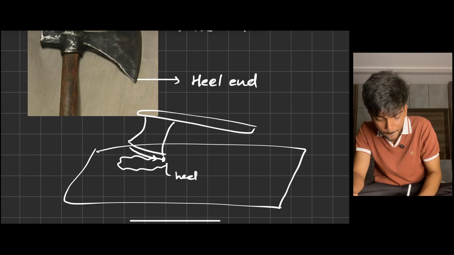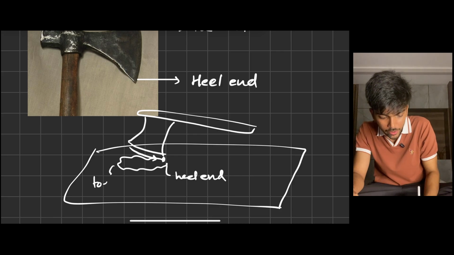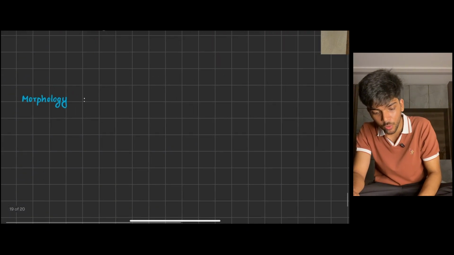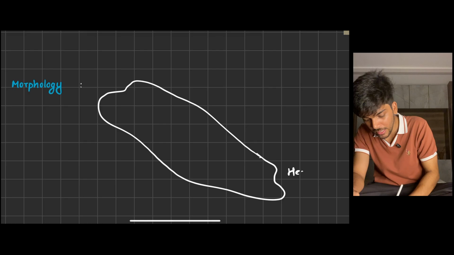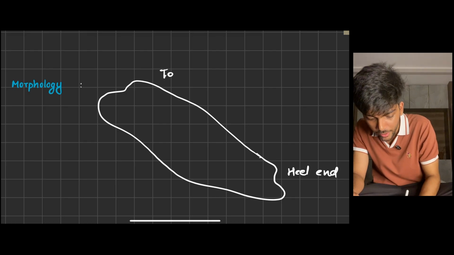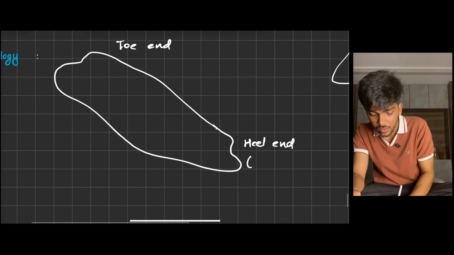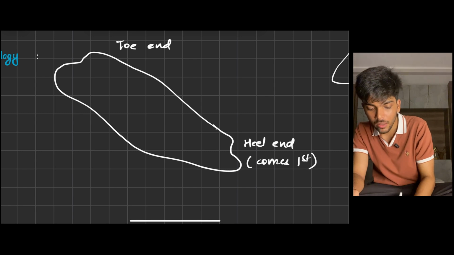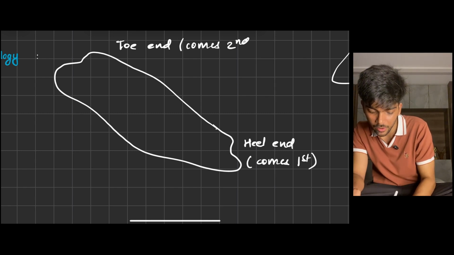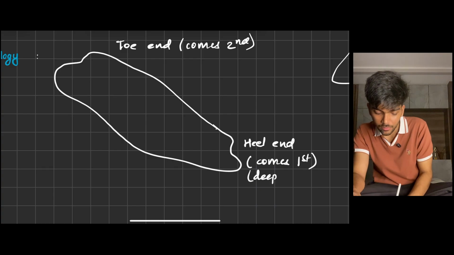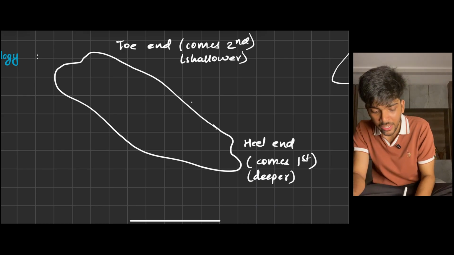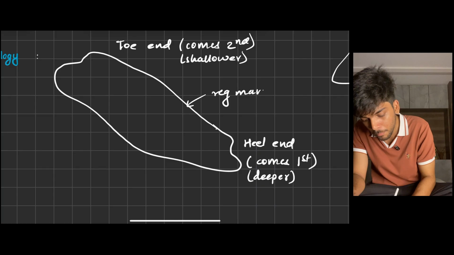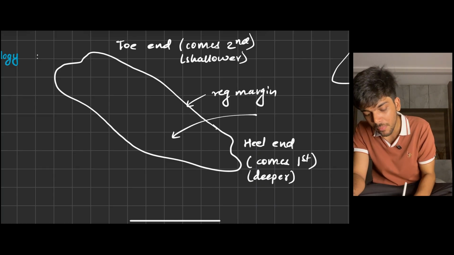Here's the heel end and then here's the toe end. Okay, let me show the same thing more clearly. So here's the morphology. Here's a chop, here's the heel end and here is the toe end. The heel end comes first and the toe end comes second. The heel end is deeper, the toe end is shallower. Here also you have a regular margin, but there is a much larger gaping cut.